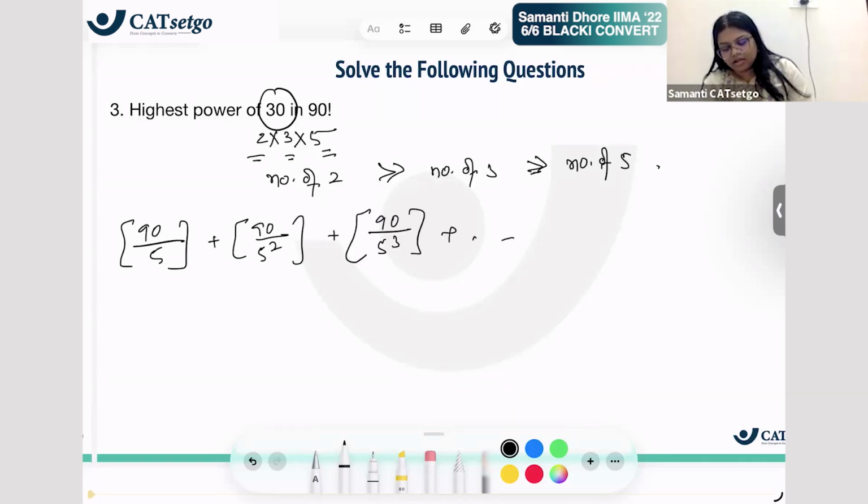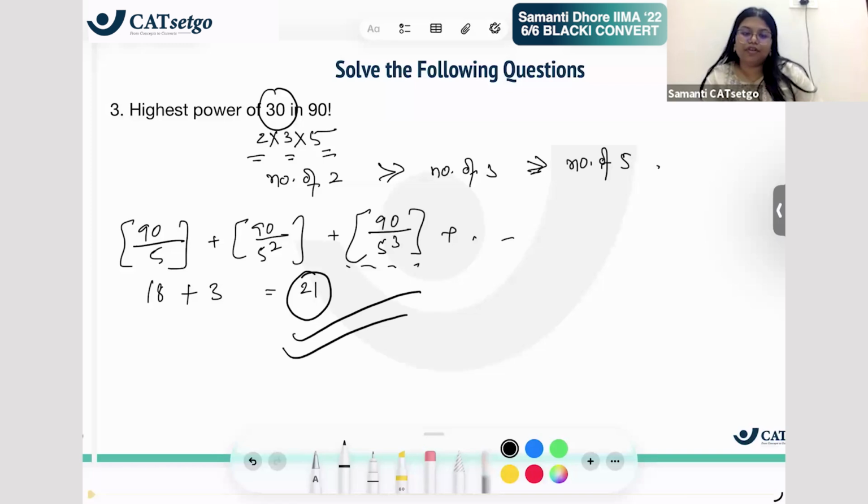यहाँ तक नहीं जाएगा, 125 तक this won't be there, right? So this is 18 plus this is 3, which is equals to 21. So how many 5s are there? 21 5s. So what is the power of 30 in 90 factorial? 21. है ना? Clarity है हमें?